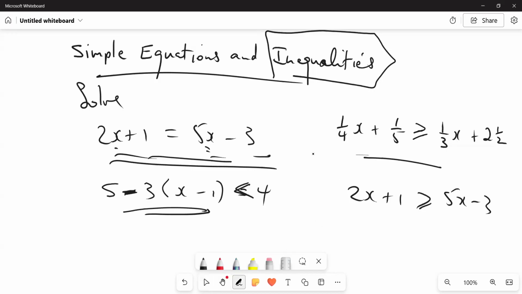And then at the end, we'll talk a little about solving word problems, word problems that might very well give rise to simple equations. So we'll take them little by little.